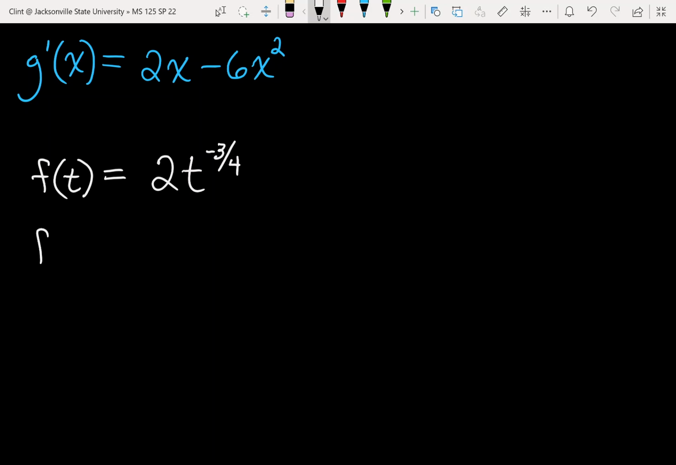So, we want the derivative of that one. What do we do? Same thing, it just has the fraction involved. We got negative 3/4 is our exponent. So we do negative 3/4 times 2.